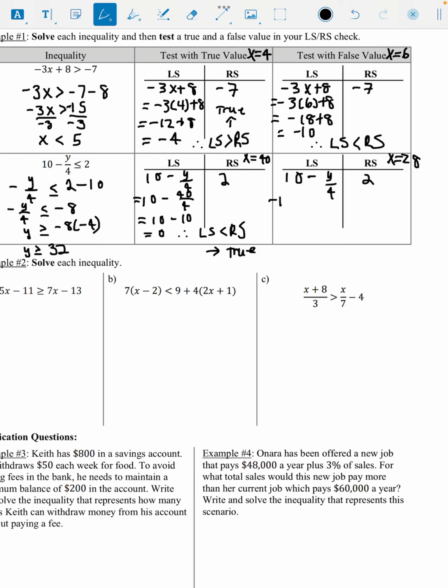So 10 minus 28 over 4, which equals 10 minus 7, which equals 3. So we showed that our left side this time is greater than our right side, which is false for our original inequality.